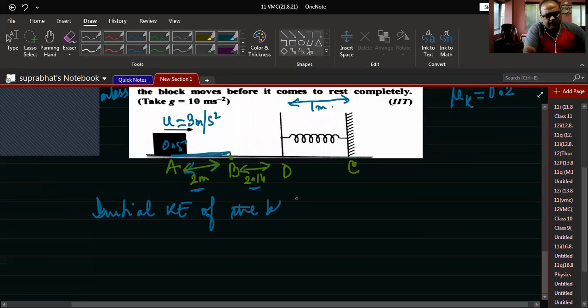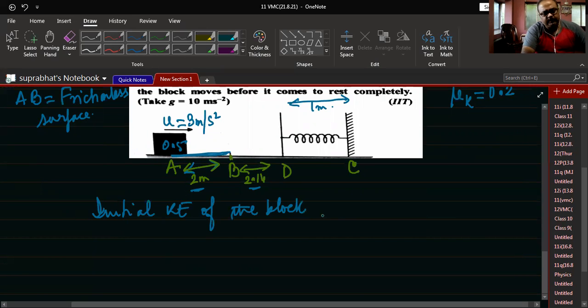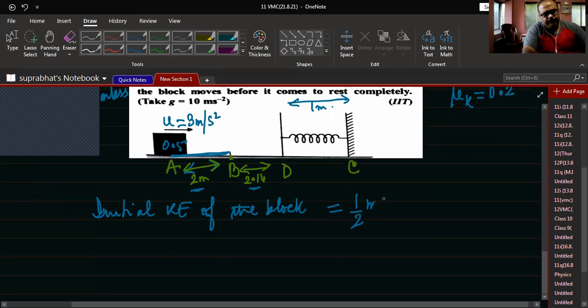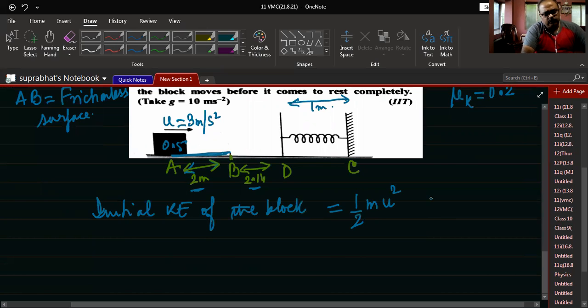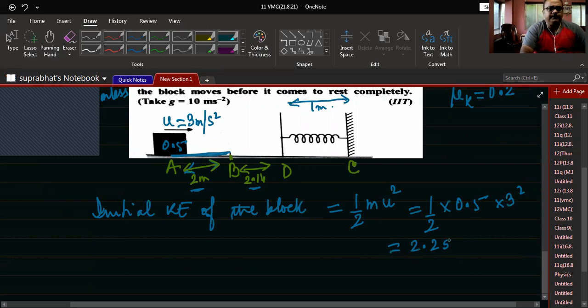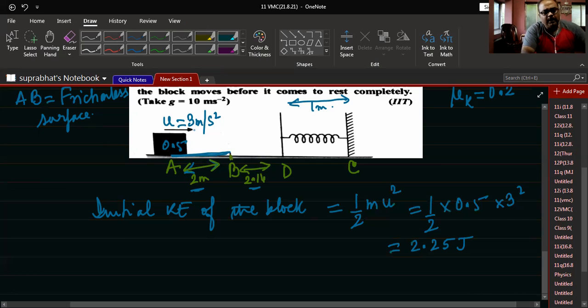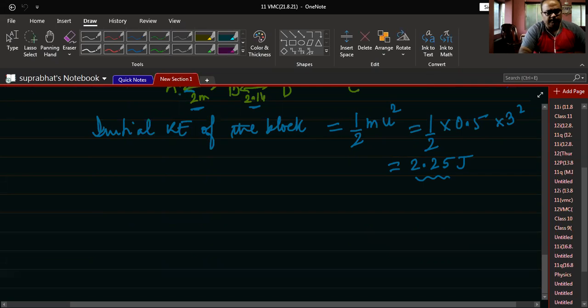will be equal to what? The initial kinetic energy of the block is equal to half m u square. So that is equal to half, m is 0.5, and u square is 3 square. So you just calculate this. This will come to 2.25 joules. So one thing you should understand, children, is that when the block has set off for this journey from A to the spring, the energy the block had was 2.25 joules. That is the most important part.